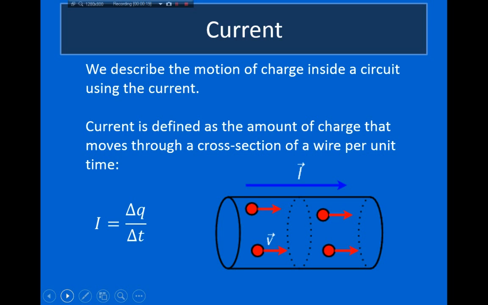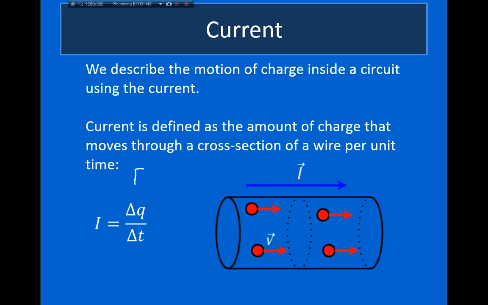And one of the things we would like to be able to describe is the rate that charge moves through this wire. To do this, we create another quantity called the current. The current is defined as the rate that charge moves through a wire, or in other words, it's the charge that moves through a wire during a time delta t divided by the time delta t.